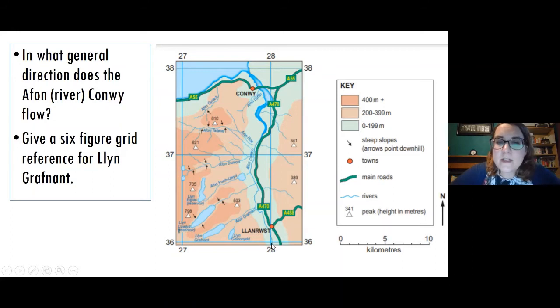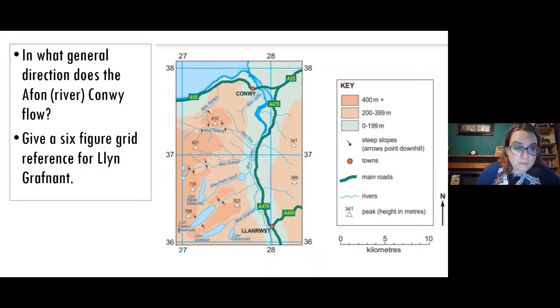Now people often get really confused because they see a river and they just go, oh, it's flowing south. But actually it's flowing in a northerly direction because we know that our river flows from the source to the mouth, and that our mouth is where our river meets the sea. Now for 6-figure grid references, you do exactly the same as a 4-figure grid reference, but you're trying to be more specific in your answer.